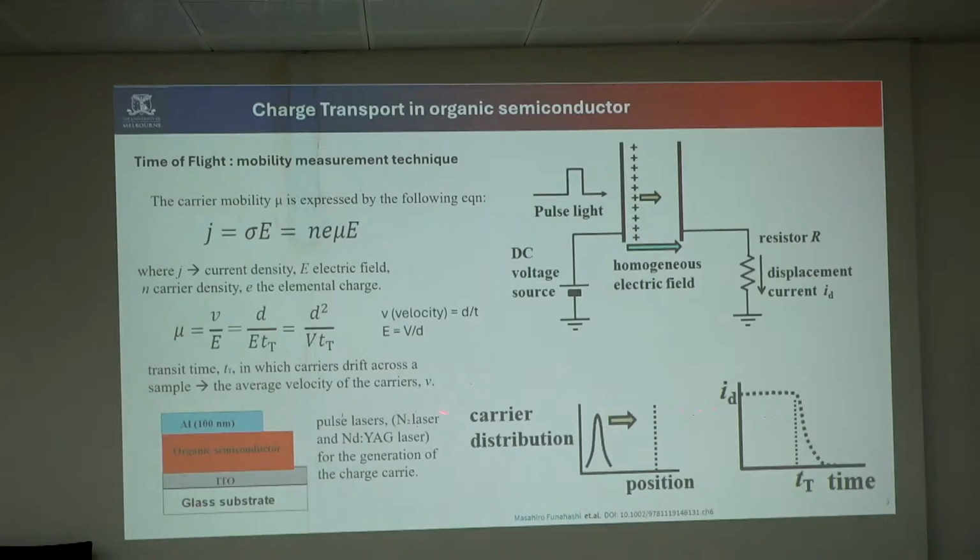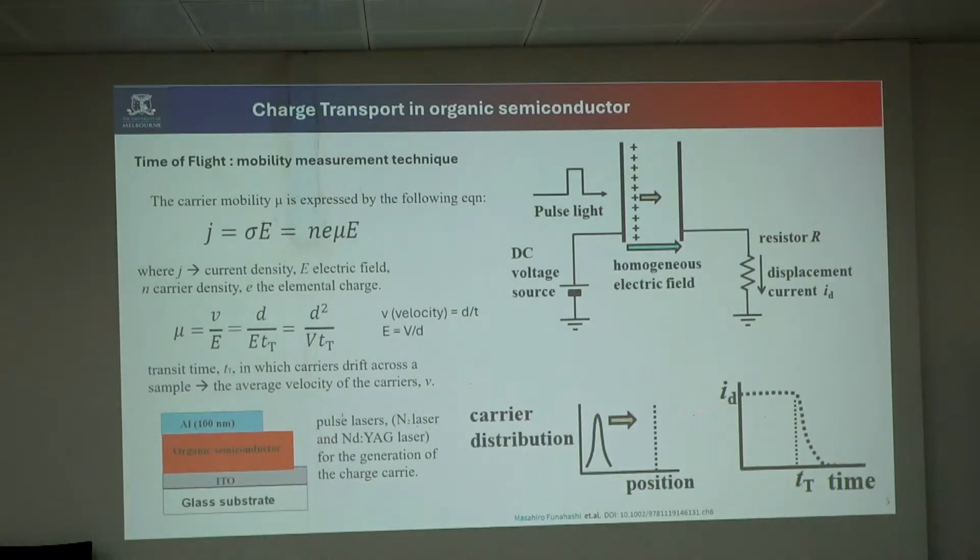In this device, normally we need a thick active layer so that whatever charges are generated can reach there and be collected. So by finding this transit time and substituting, we can find the mobility. This is another way to find the mobility.